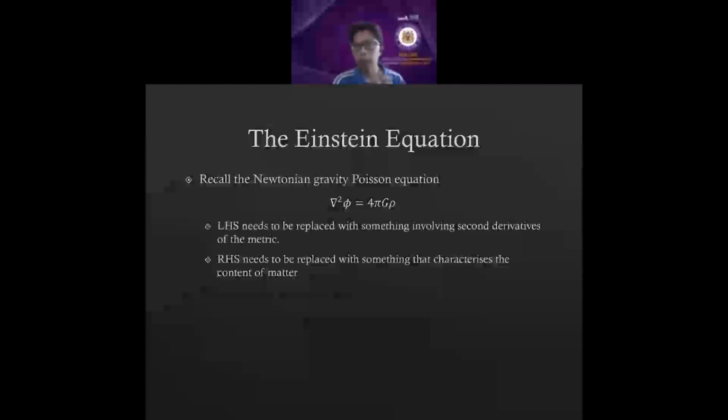And I said that the geodesic equation describes what are the straight lines in curved spacetime, referring to the natural paths that anything that is not affected by anything else other than gravity is going to take. So the Einstein equation is the equation that is going to replace this Poisson equation. Recall that I said that this equation describes how particles or objects with mass generate gravity.